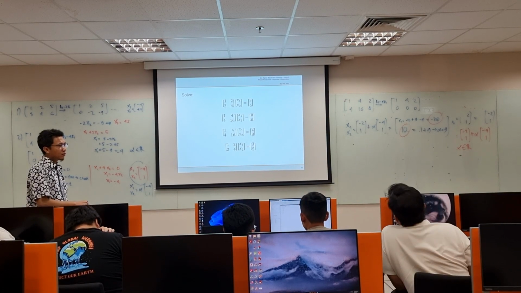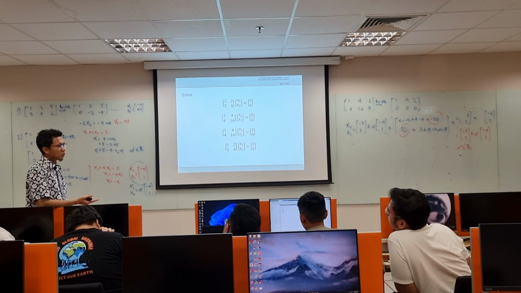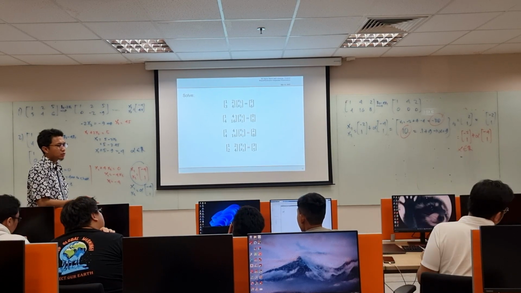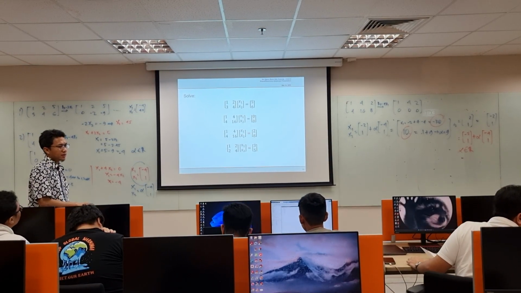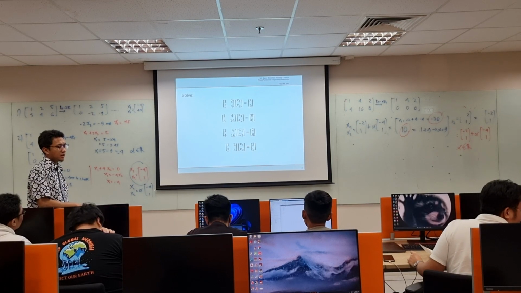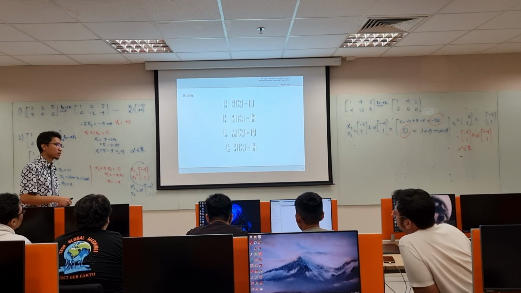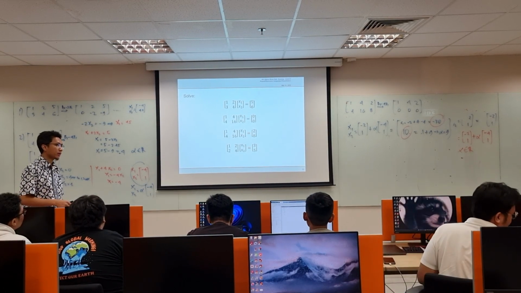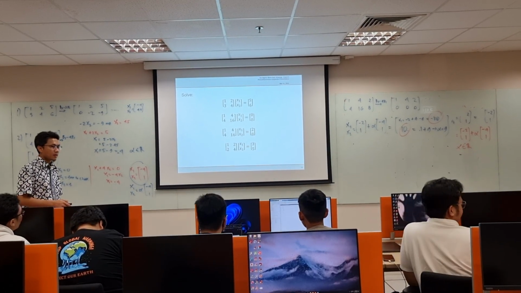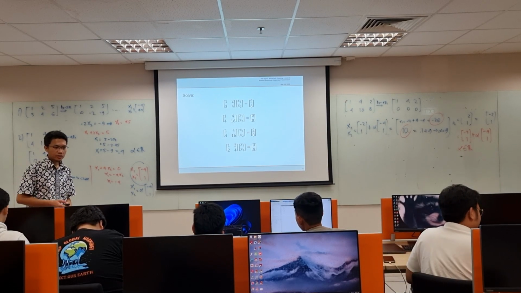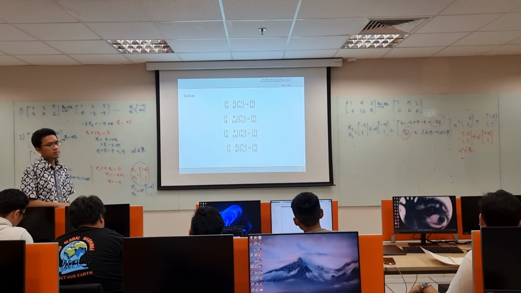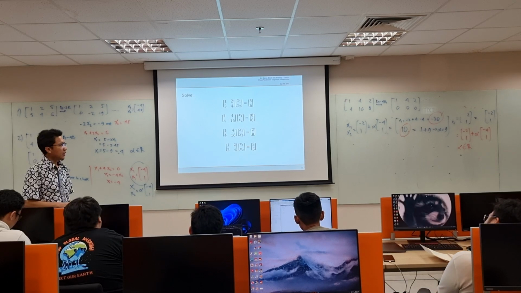Backslash works for a non-square matrix, but it has to be full row rank. But if it is singular, you cannot do that. Yeah. Oh iya.